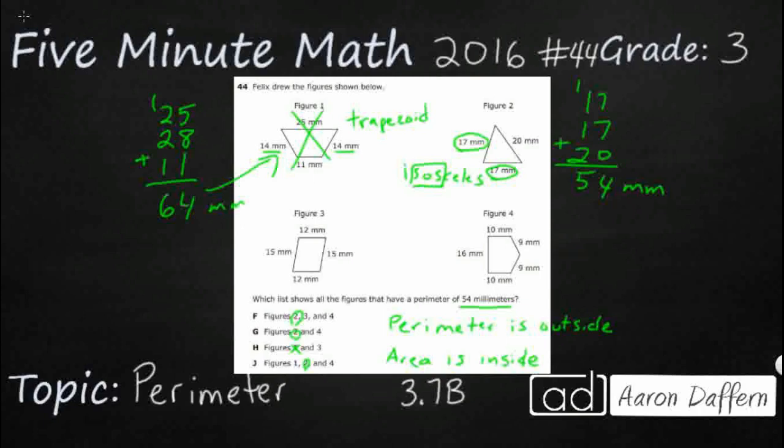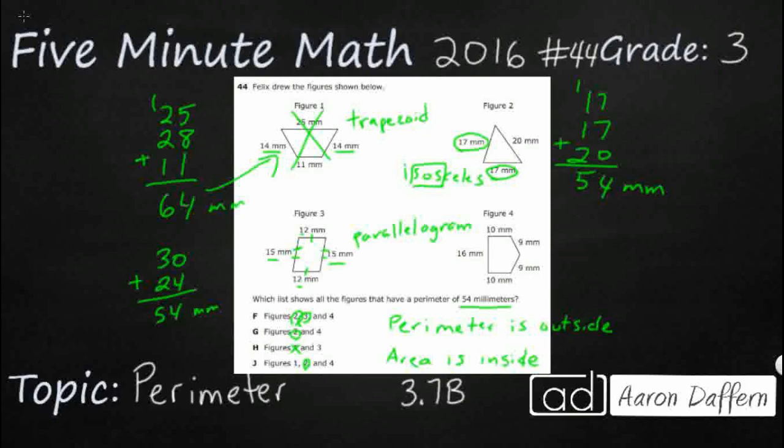That's good. Okay, so figure 3 is actually a parallelogram. So that's a 4-sided shape, and it has 2 sets of parallel sides. So this top side is parallel to the bottom side, and the 2 diagonals are parallel with each other. Now to make the perimeter a little bit easier, I'm going to do the same thing I did with figure 1. I'm going to double up some of these sides. 15 and 15, that makes 30. 12 and 12, that makes 24. And look at that, we've got another 54 millimeters. So figure 3 is going to work.